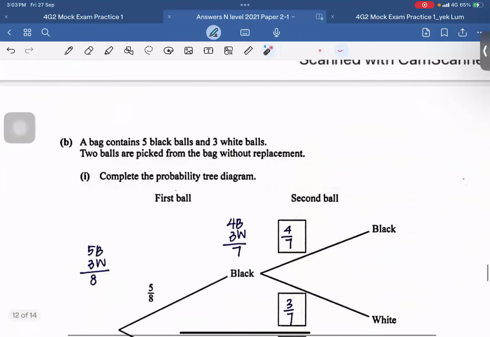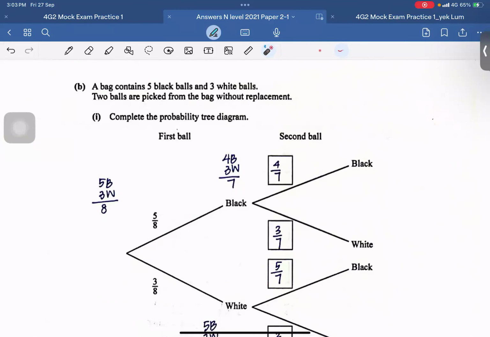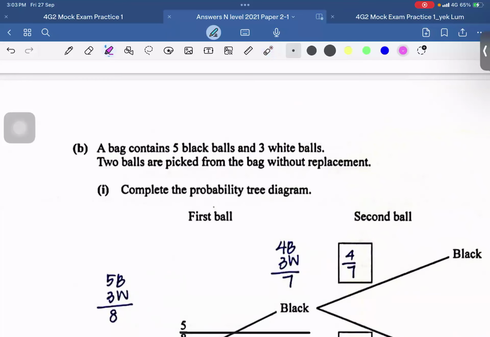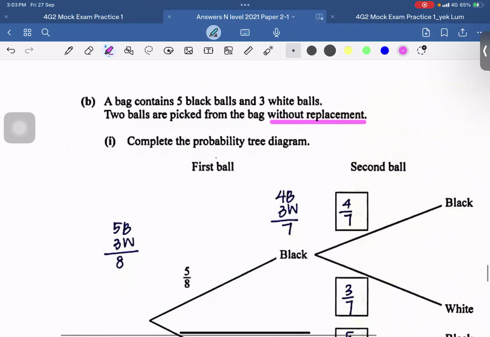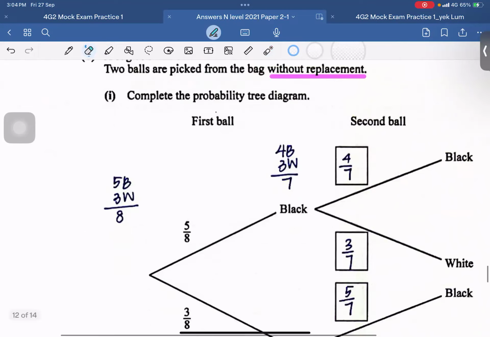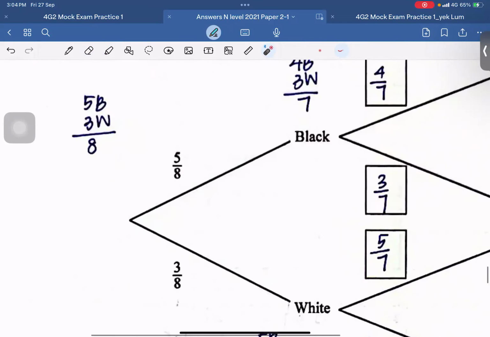Okay, then I go on to the next part of the question. Now this is the without replacement, a probability tree diagram. It says without replacement, meaning the number we take will become smaller and smaller. At first, I got 5 black ball and 3 white ball. So when I first started off, I will have 8 balls. So you notice whenever I have my first pick, the denominator is 8. Whenever I pick my first ball.